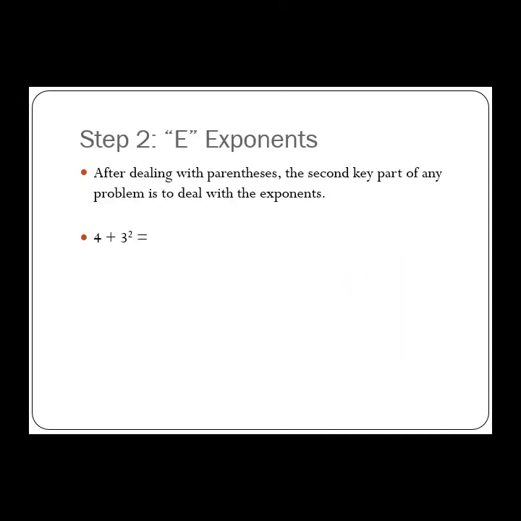The second step is the exponent. So after you've dealt with what's inside the parentheses, you want to deal with the exponents. So in this problem, there's 4 plus 3 squared. I don't do 4 plus 3. I have to do the 3 squared first. That's what it means. So 3 squared is 9, and now I do 4 plus 9, which is 13.